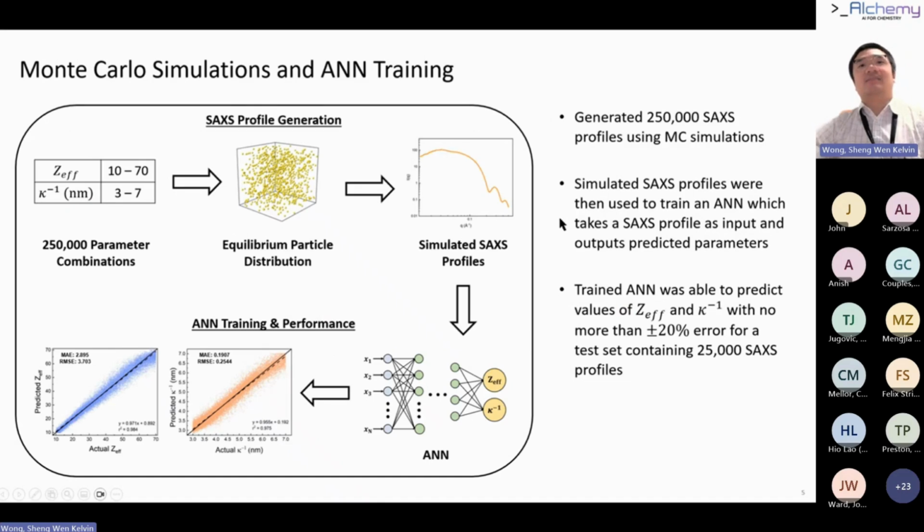We performed Monte Carlo simulations to generate data to train a model. We generated 250,000 parameter combinations of charge and Debye length and used them in Monte Carlo simulations to obtain corresponding SAXS profiles.